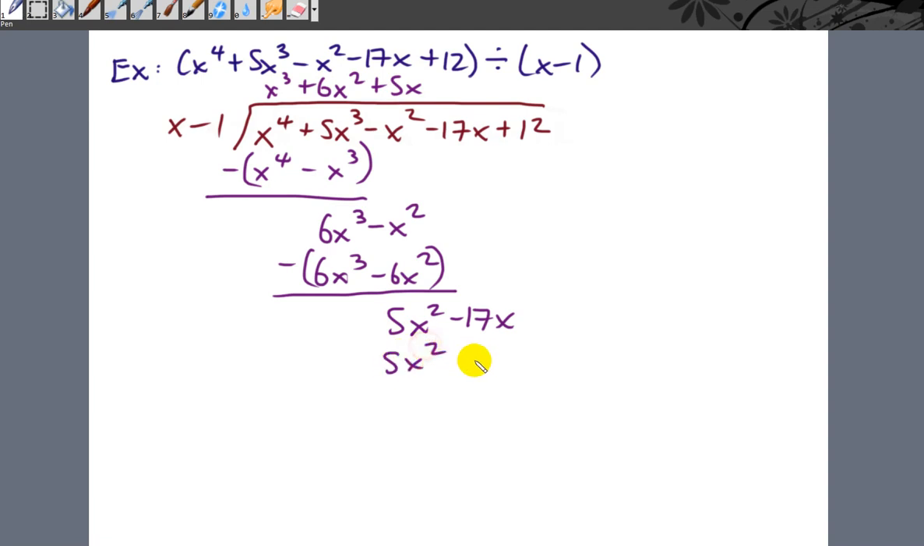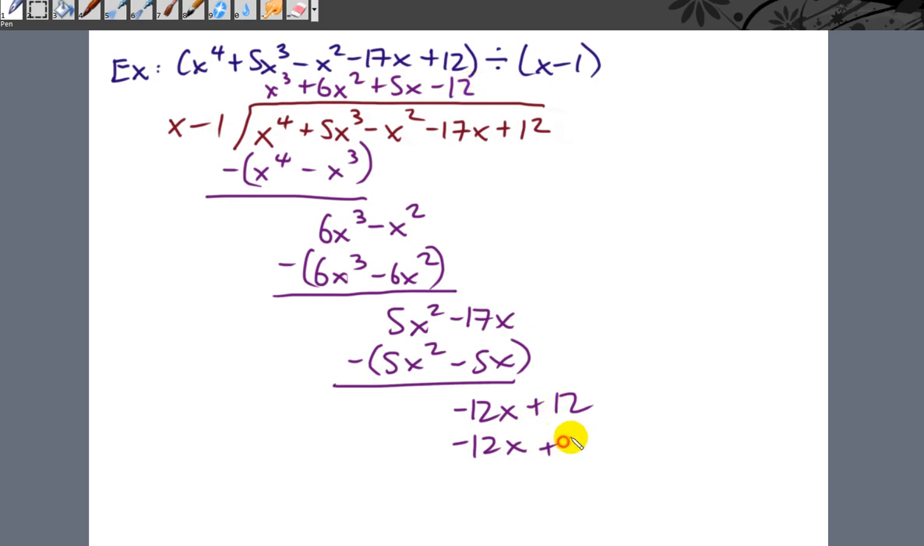So this is positive 5x squared, subtract 5x, subtract here, so this cancels, and we get negative 17x plus 5x, and it's going to be negative 12x, and then we need to go ahead and bring this all the way down, so we have a positive 12. Okay, so now we need to figure out, negative 12x divided by x, well, that's going to be negative 12 from what I see. So negative 12 times x is going to be negative 12x. And then we have negative 1 times 12 is going to be positive 12.